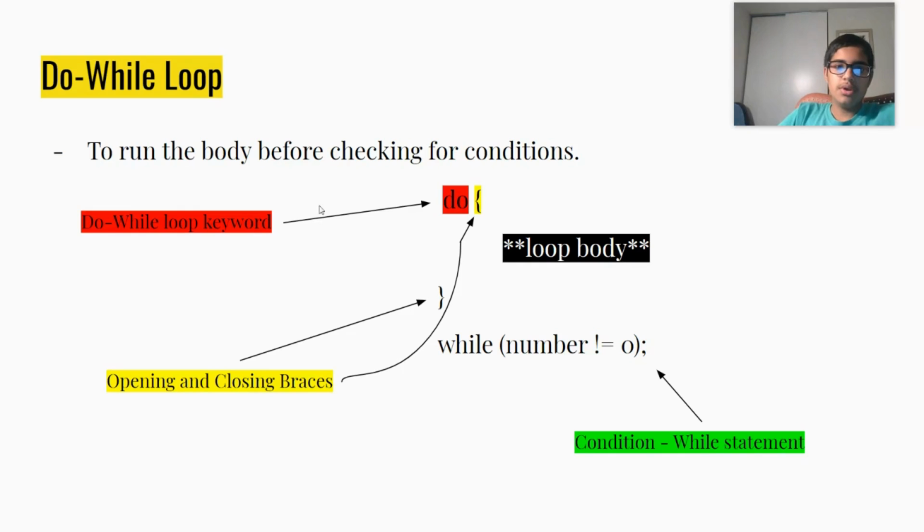So what you do is you write the do, you put in your loop body, and then you put in the while condition statement over here. So let's actually see this in action.